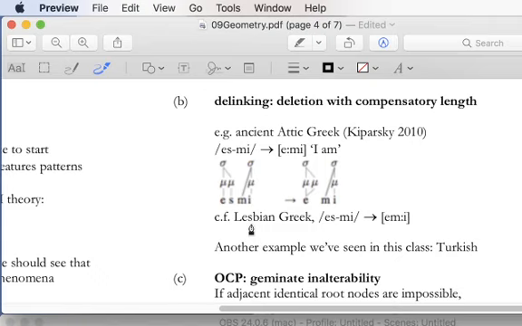And what happens here? Well, the root node is delinked from its time slot here because you can't have an s in coda position preceding this m segment. And then after that root node has been delinked, the time slot associated with it relinks to the preceding vowel. You end up with a long vowel here, "ēmi," I am, even though the input was from "es" and "mi."